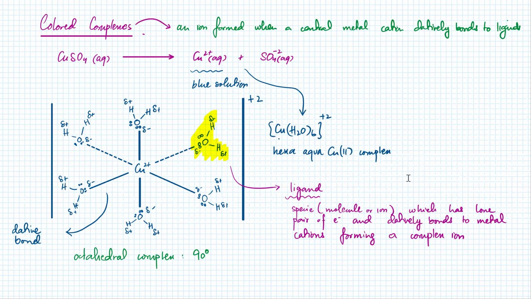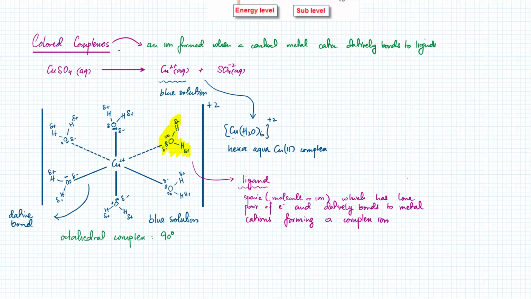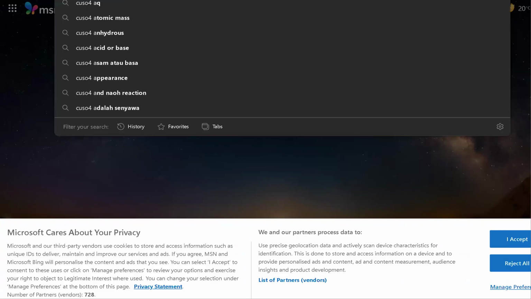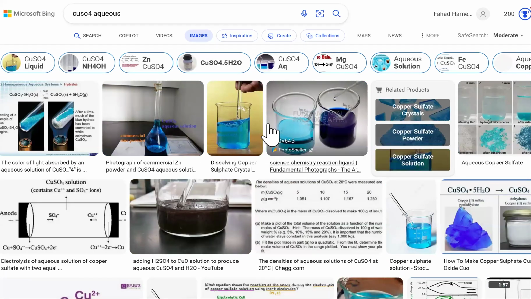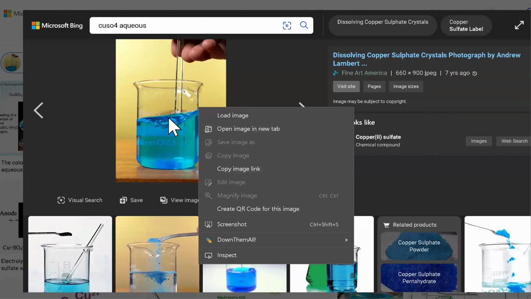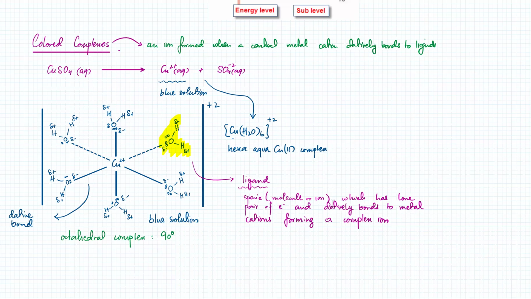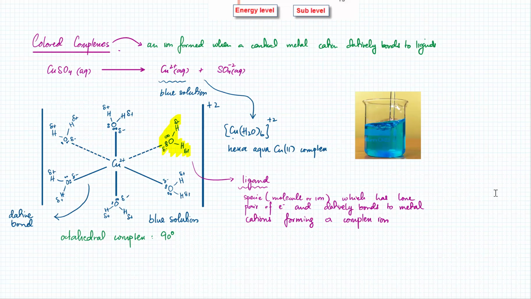Now, colored complexes. So that's the first one. What was the color of this complex? It's blue colored, right? This is the blue solution that you're going to see when you see copper 2 plus ions in water. I'll just post a picture because the colors are very important because they're going to ask you. So that's the blue colored solution. That's hexa aqua copper 2 complex. The thing you know as copper sulfate, that's this thing.